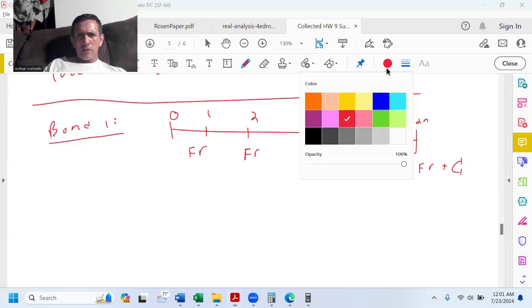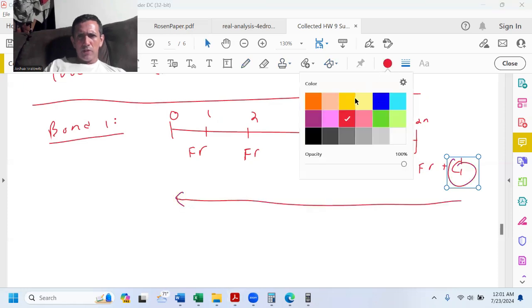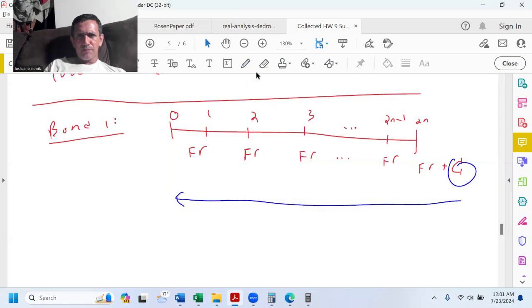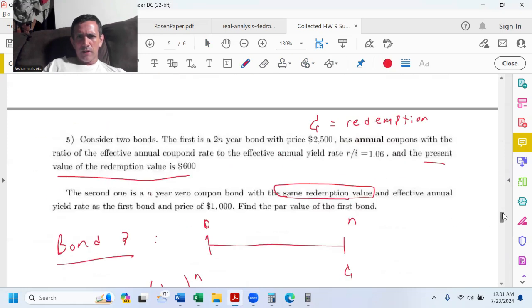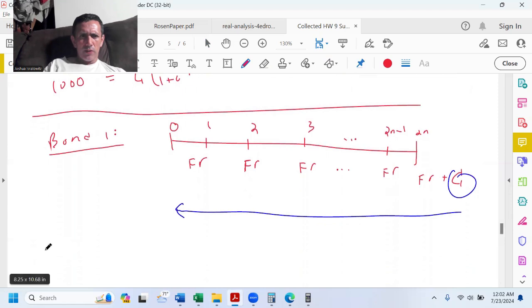So the problem is saying the present value of my redemption. Well, this was updated so it doesn't do that annoying stuff. I guess not. Yeah, the present value of the redemption is 600. And a lot of people got this part right. I was happy about that at least.